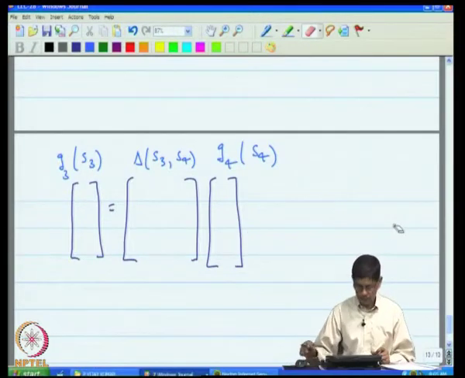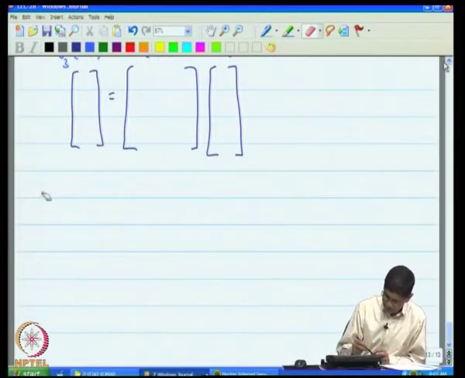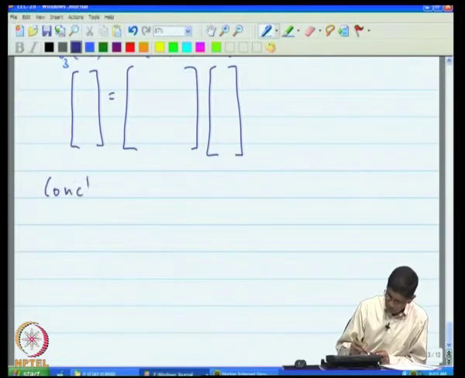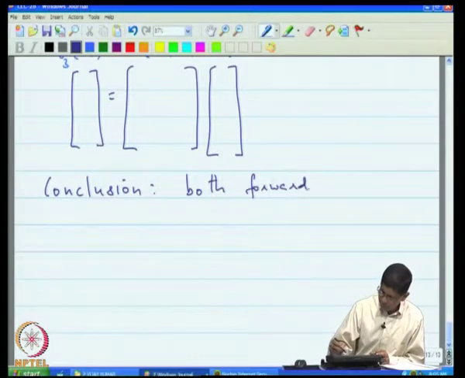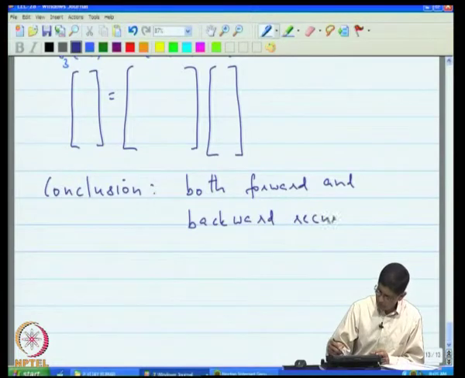So, that is the form. So, the conclusion is that both forward and backward recursions correspond to matrix multiplication.